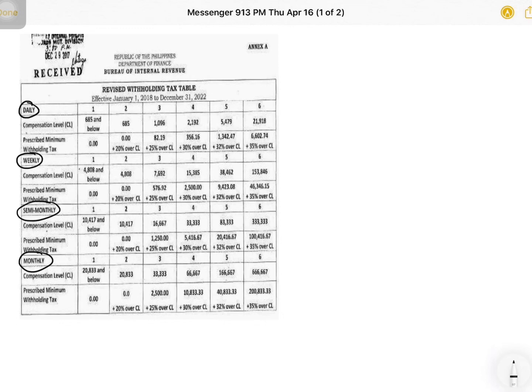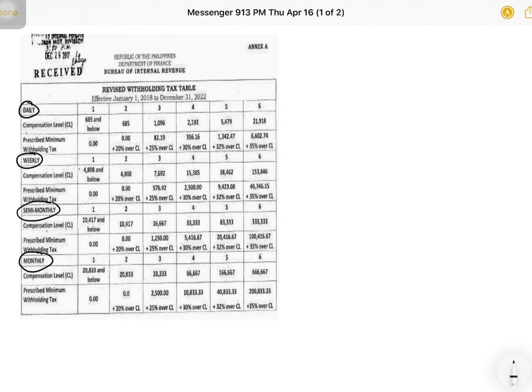The compensation level here is actually your taxable income. And when I say taxable income, this is the salary net of all the mandatory contributions: SSS, PhilHealth, Pag-ibig. After everything is deducted, you will have an amount, and that's the basis. That's the taxable income I'm referring to. After computing the taxable income, you will deduct the withholding tax to get your net pay.